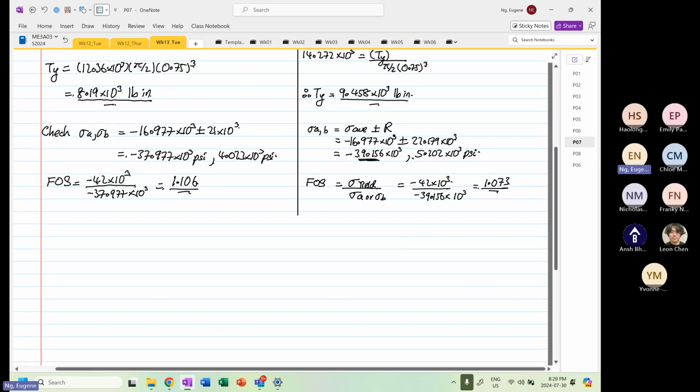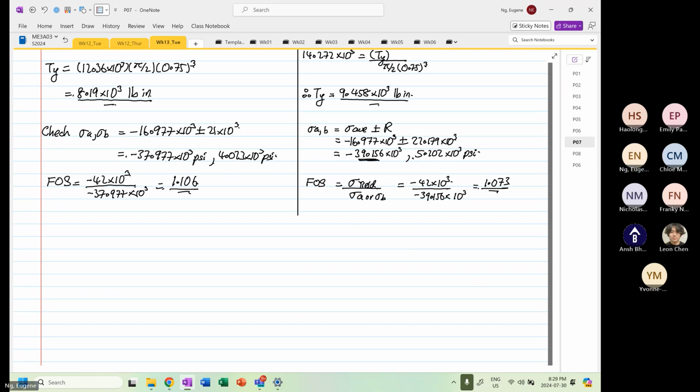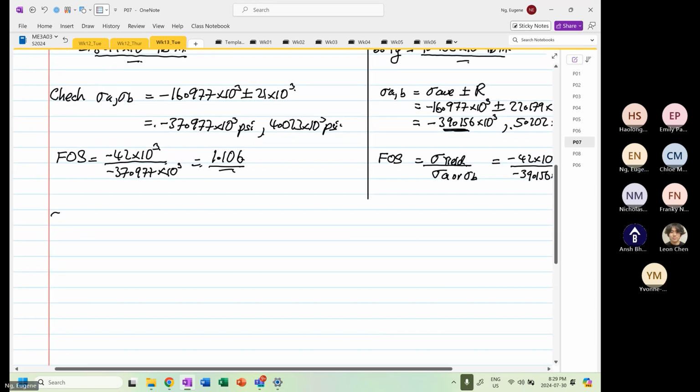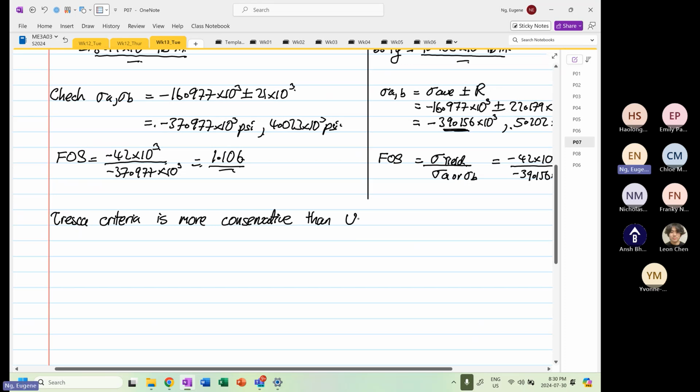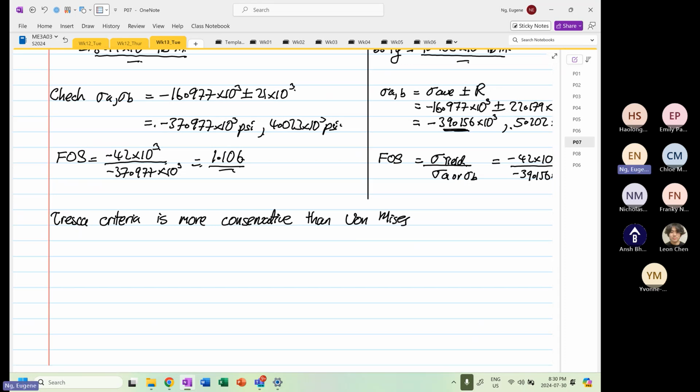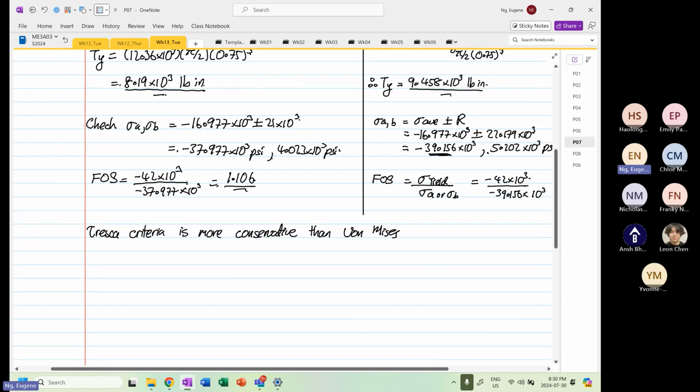So this means that Tresca criteria is more conservative than von Mises. And it's always the case, okay? If you were to use Tresca criteria, it's more conservative. Okay, so conservative means what?